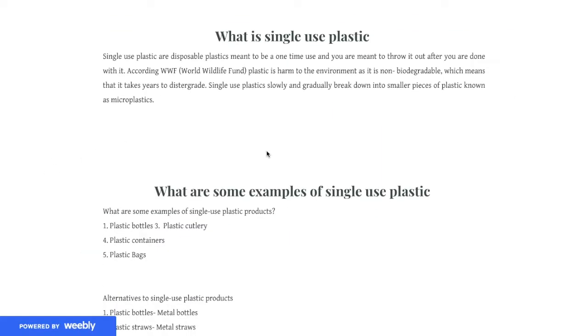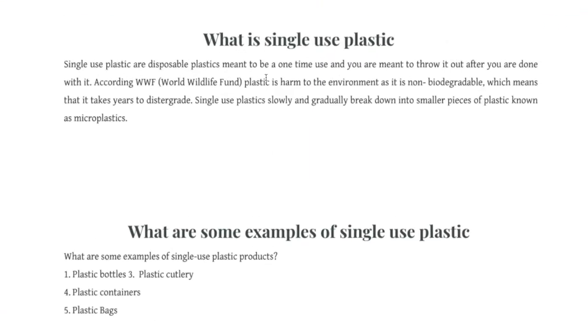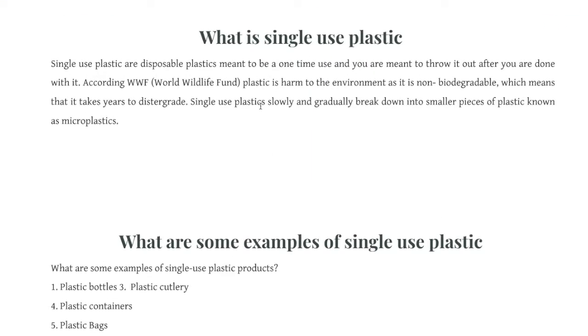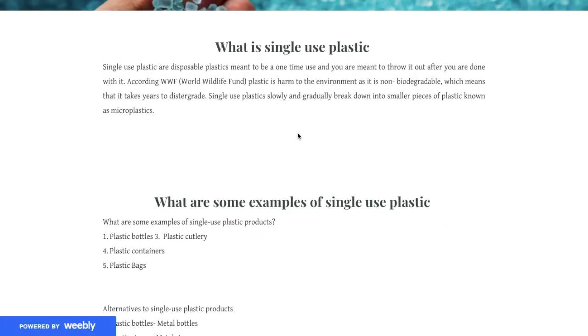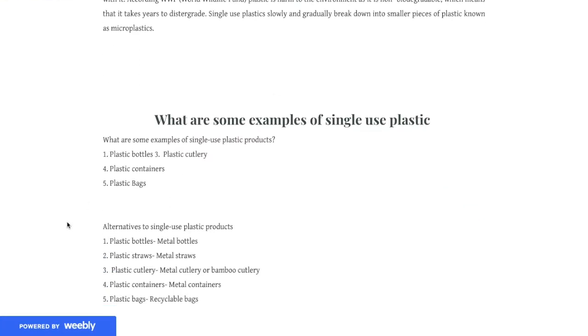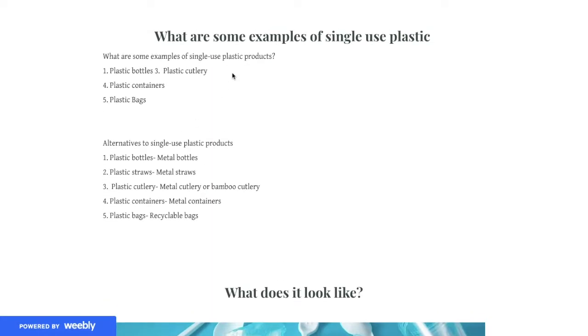So also, according to the World Wildlife Fund, plastic is harmful to the environment and is non-biodegradable, which means that it takes years and years to disintegrate. That's why it's important for people to stop using single-use plastic products. Next I've included some examples of single-use plastic. Some examples may include plastic bottles, plastic containers, and plastic bags.